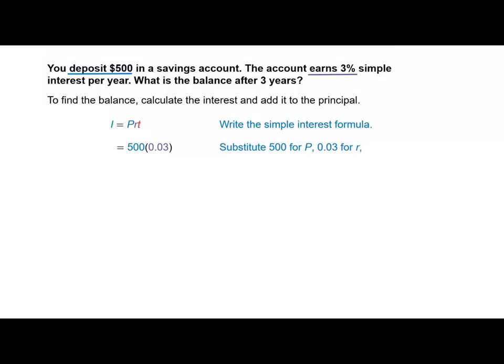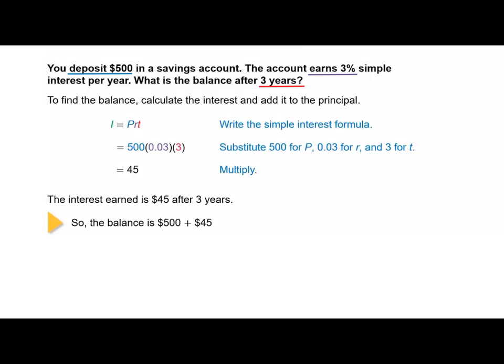And you want to know the balance after 3 years, so substitute 3 for T. Multiply 500 times 3/100 times 3, which is equal to 45. The interest earned is $45 after 3 years. To find the balance, add the interest to the principal. So the balance is $500 plus $45, which is equal to $545 after 3 years.